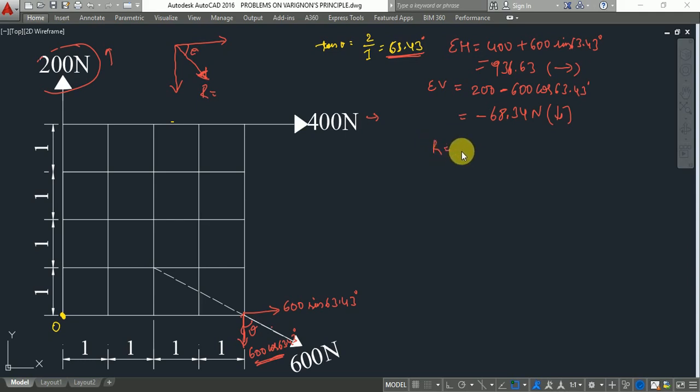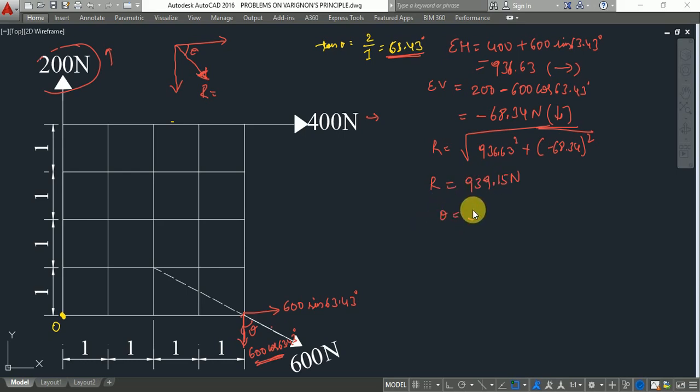So resultant R magnitude is given by under root of 936.63 square plus minus 68.34 square. So resultant R is equal to 939.15 Newton, which is the value of resultant.